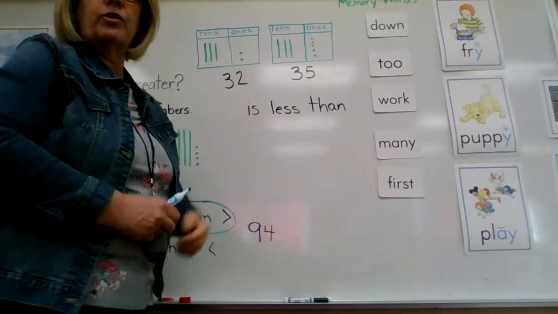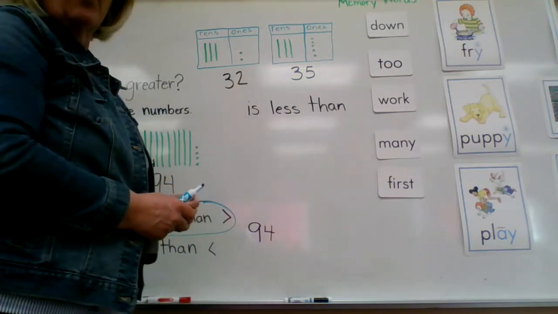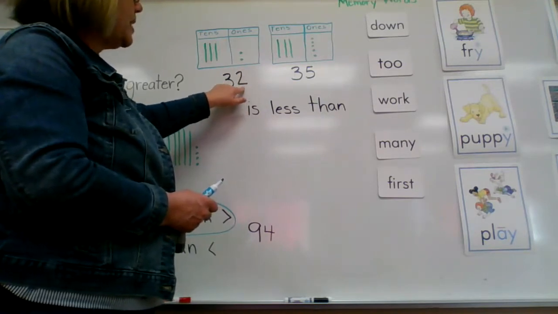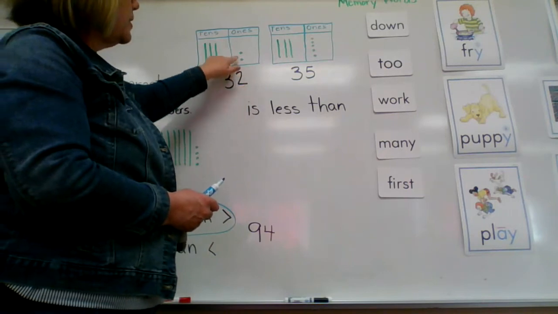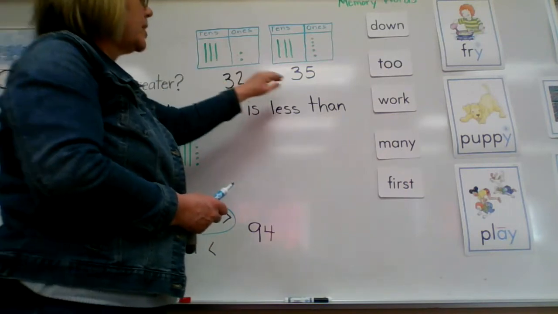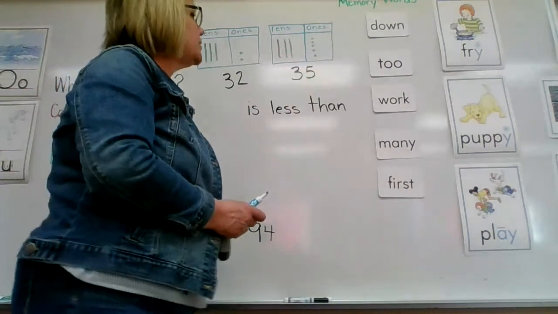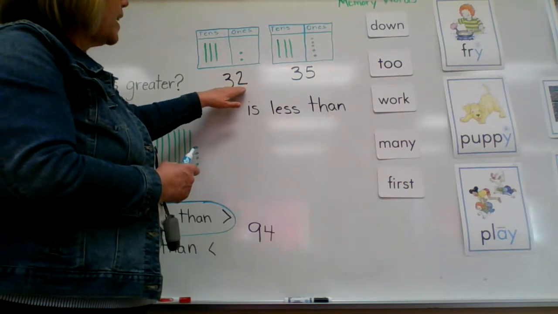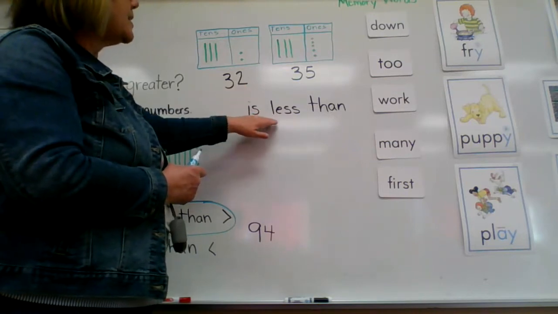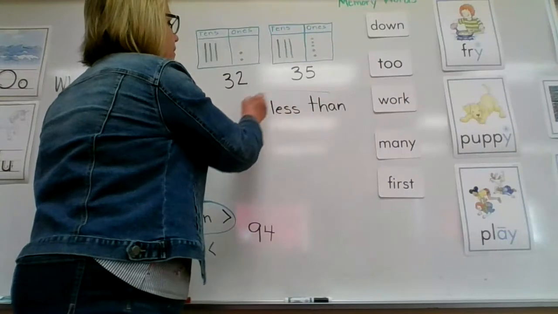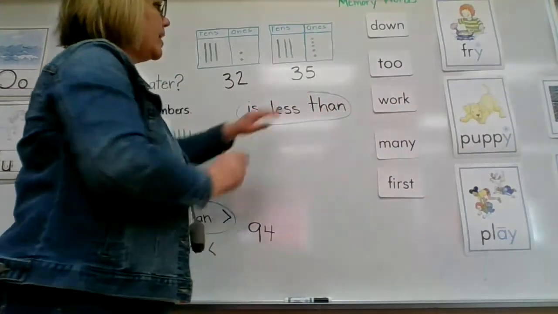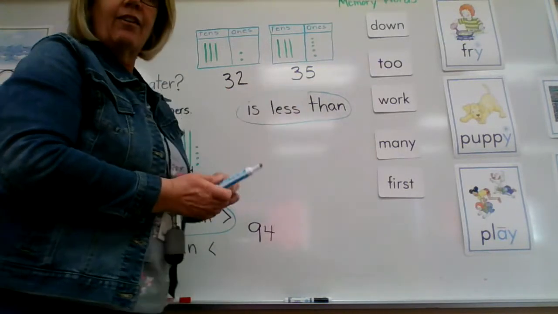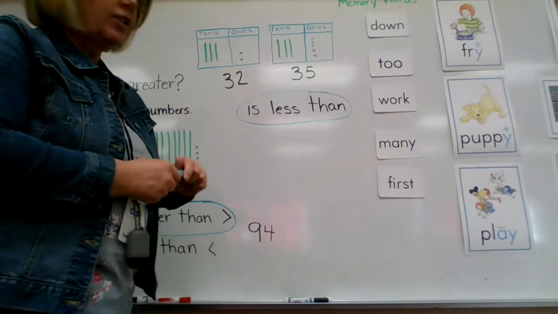So that means we have to compare the number in the ones place. In the number 32, 2 is in the ones place. That means there are 2 ones. In the number 35, there are 5 ones. So we want to compare which one has more. We can say 32 is less than 35. Why? Because 2 is less than 5. All right, do you understand?